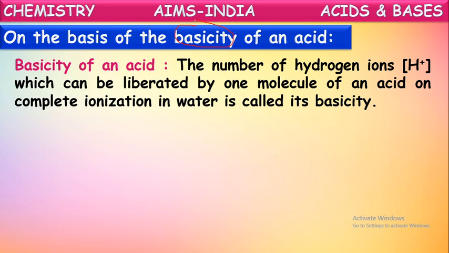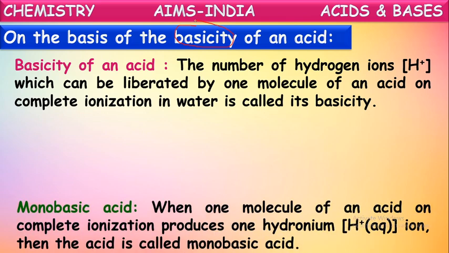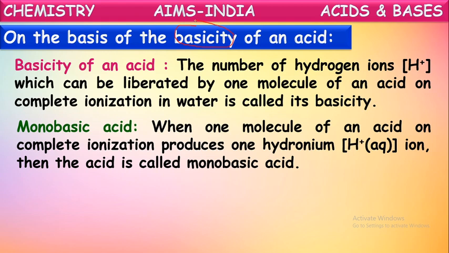For example, if you take hydrogen chloride, HCl, when you dissolve this hydrochloric acid into water, it splits into H plus ion and Cl minus ion. Here, one molecule of hydrogen chloride produces one H plus ion. So based upon the number of H plus ions produced from one molecule of that acid, its basicity is defined. The basicity of hydrogen chloride is 1, because one molecule of hydrogen chloride gives 1 H plus ion. That is called basicity. Based upon this basicity, acids are classified into different types.